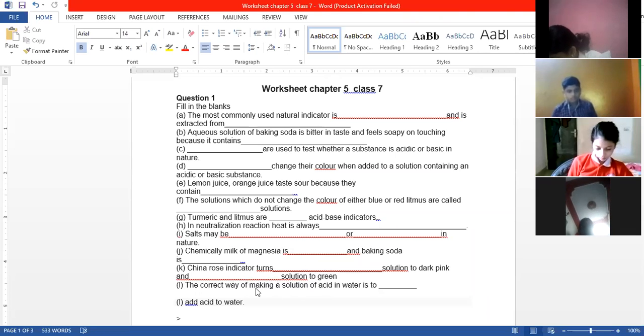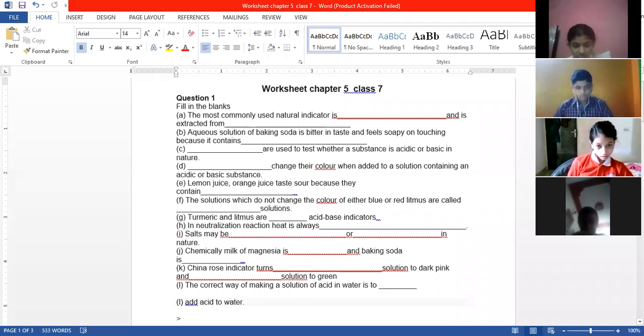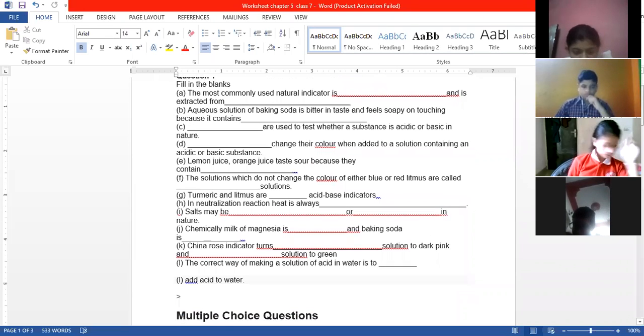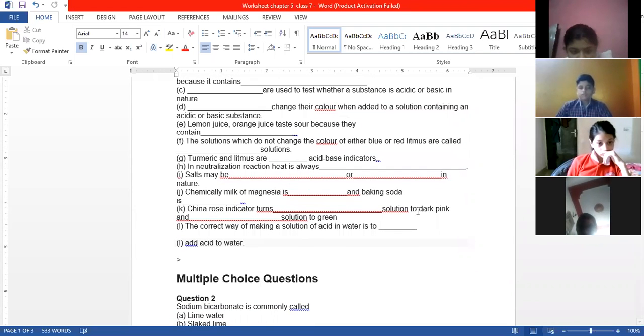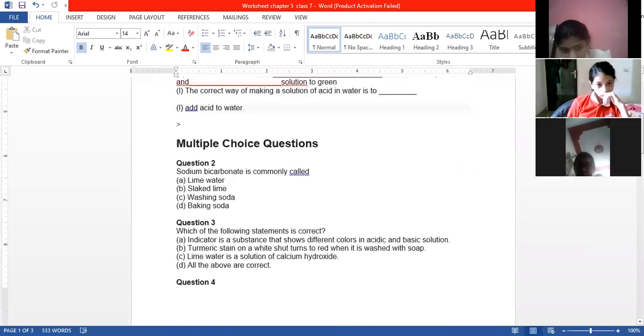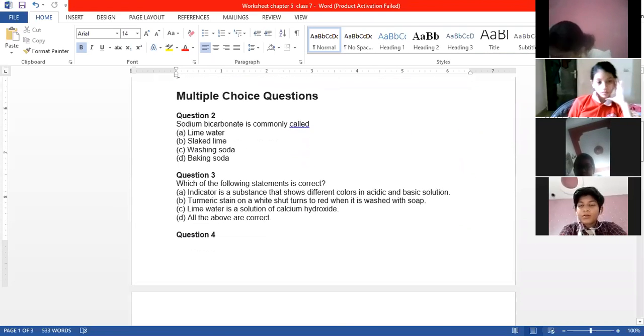Okay, next is Abhigyan. Next part. The correct way of making a solution of acid in water is to, how can we make a solution of acid? Add acid to water. Yes, the answer is already written. We need to add acid to water.